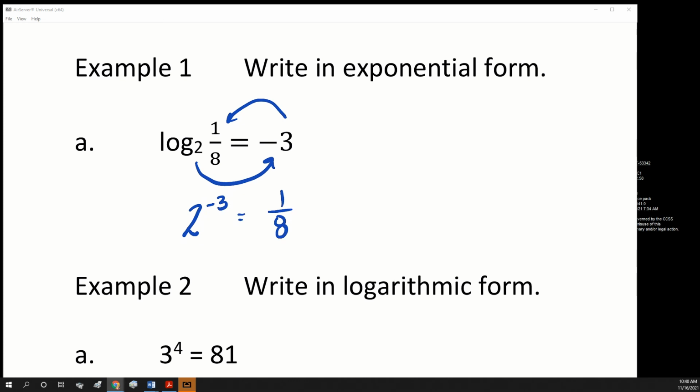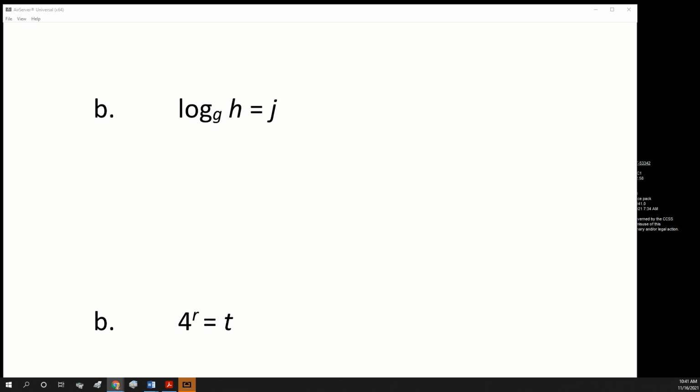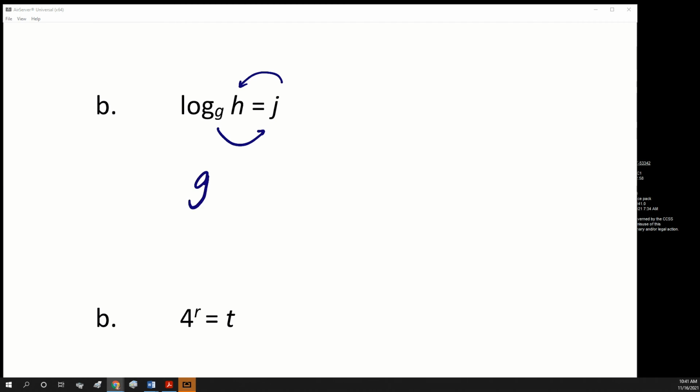Do you guys think that's true? 2 to the -3 is 1/8? Yes, because what does a negative exponent mean? Reciprocal. So you just flip it over and then do 2 to the third in the denominator, and it gives you 1/8. Now this new textbook uses a lot of variables in this lesson, which is fine. We can still do the loop. So the base g becomes the big base, raised to the j equals h.